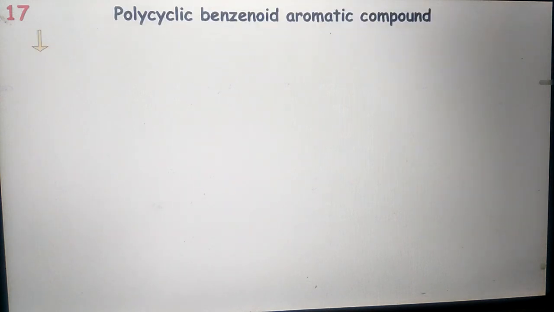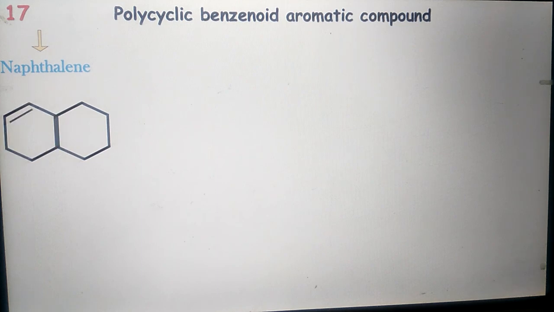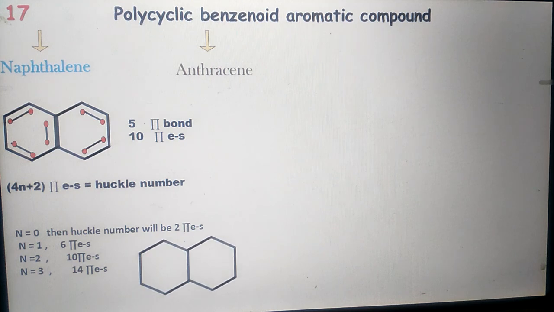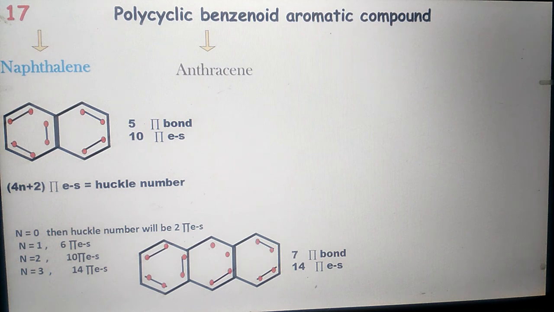Polycyclic benzenoid aromatic compounds contain more than 2 benzene rings in fused form, for example naphthalene, anthracene, pyrene. This is naphthalene, which contains 10 pi electrons and 5 pi bonds. So 10 is according to a Huckel number, and it shows aromatic character. The second is anthracene, consisting of 3 benzene rings in fused form, 7 pi bonds and 14 pi electrons. It is also a Huckel number and shows aromatic character.